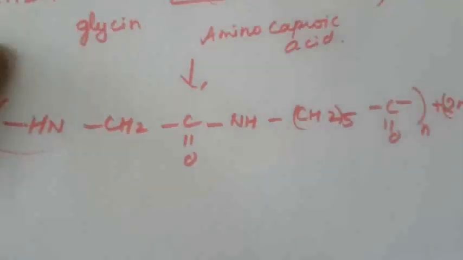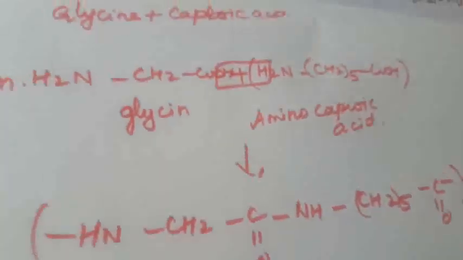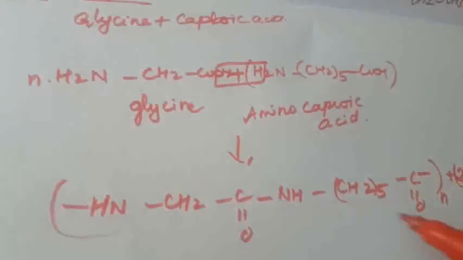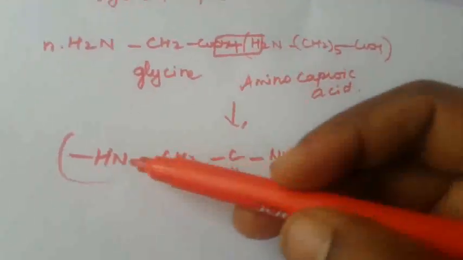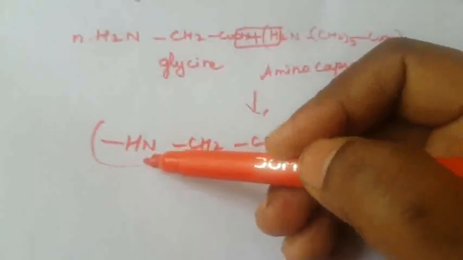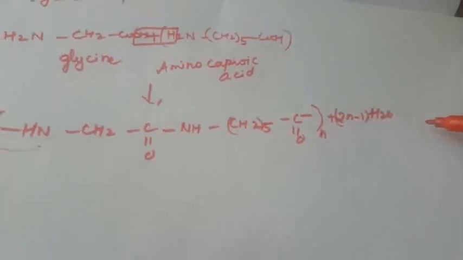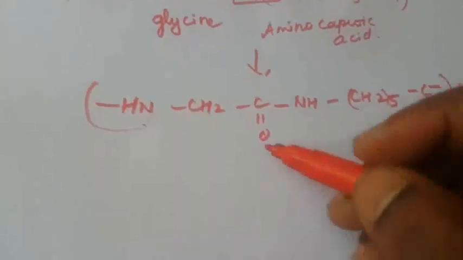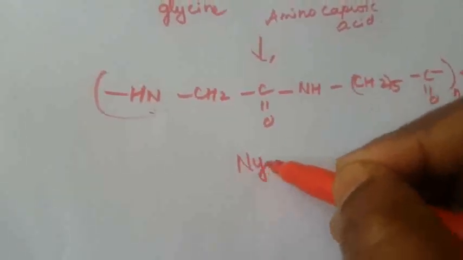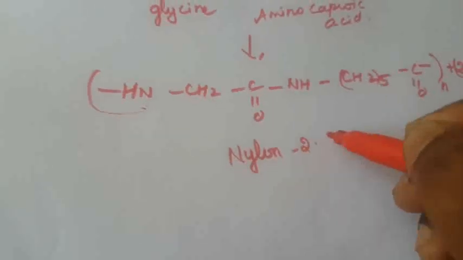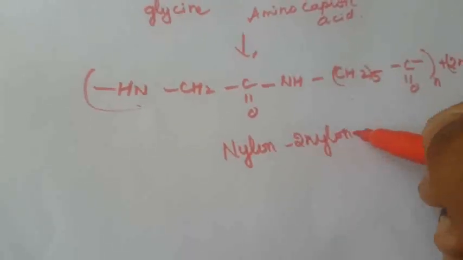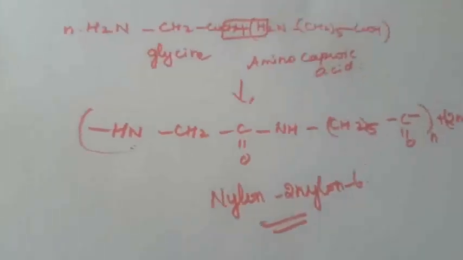So how will it be prepared? First one is glycine and aminocaproic acid, where only a water molecule will be removed. On the remaining acid side also one water molecule will be removed. So remaining are NH, CH2, C double bond O, CH2CO. So this is the another one. This is called nylon 2 nylon 6. Okay, that's all about this chapter.